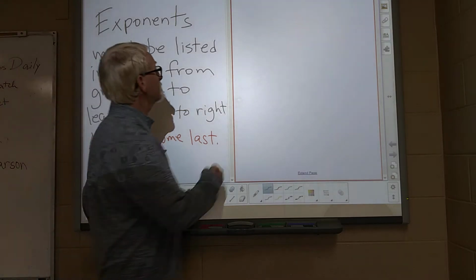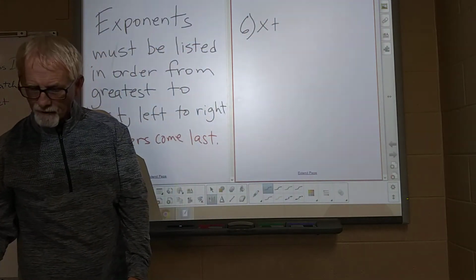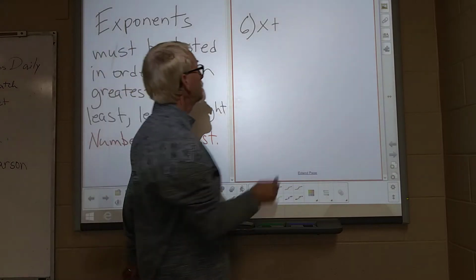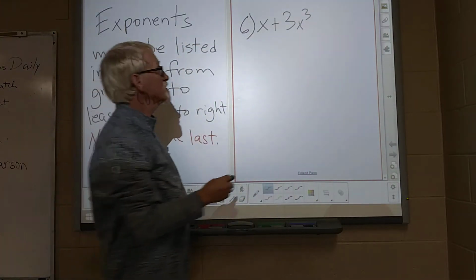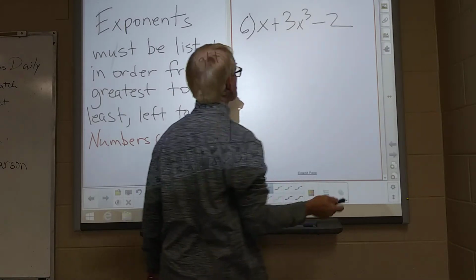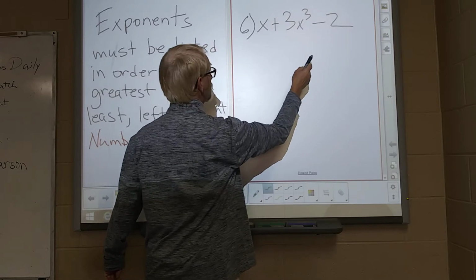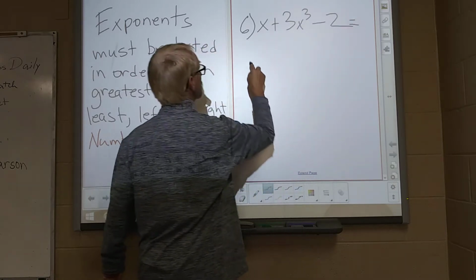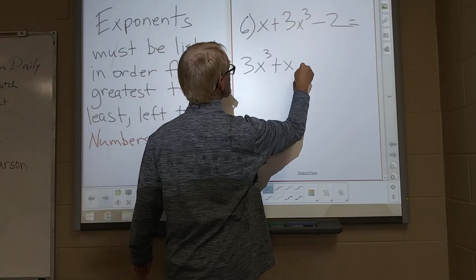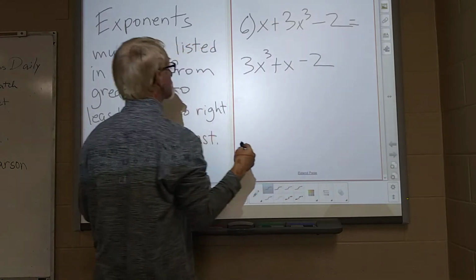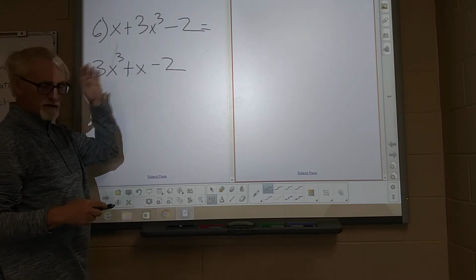So we have x plus 3x cubed minus 2. Here's your greatest exponent. So in standard form, it's going to be written 3x cubed plus x minus 2. Again, greatest to least, left to right, numbers come last.